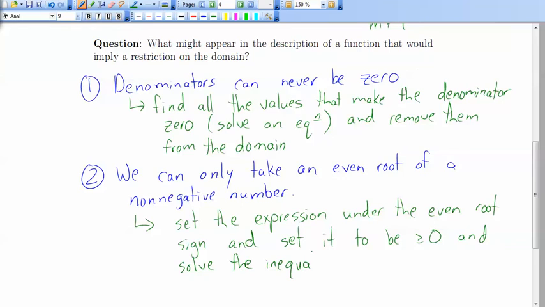So let's try a few examples here, just to see for particular functions what their domain would be, and we'll be on the lookout for denominators and even roots. By the way, there are a few other things that will restrict the domain, but we'll talk about them later in the course.